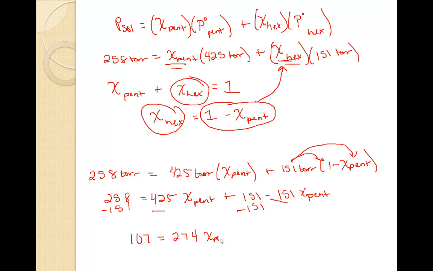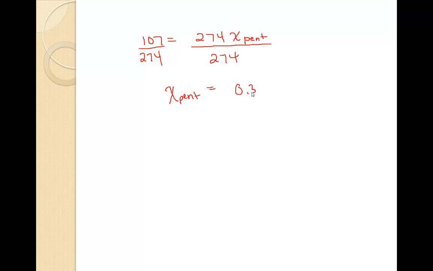Alright, let's go to another sheet. 107 is equal to 274 times the chi of pentane. We need the chi of pentane all by itself, so we divide both sides by 274. So 107 divided by 274 is 0.391. So that is our first answer.